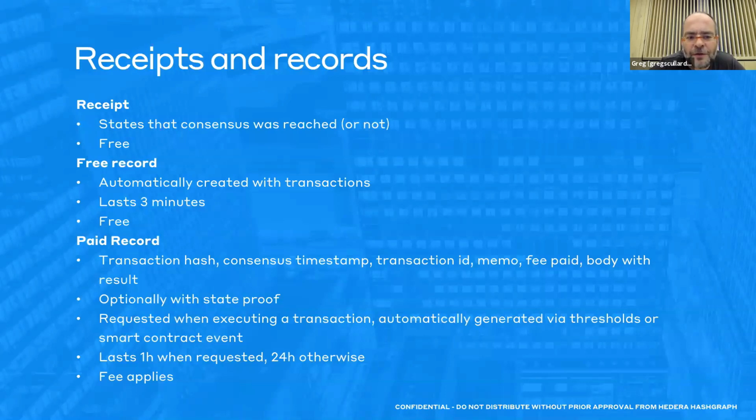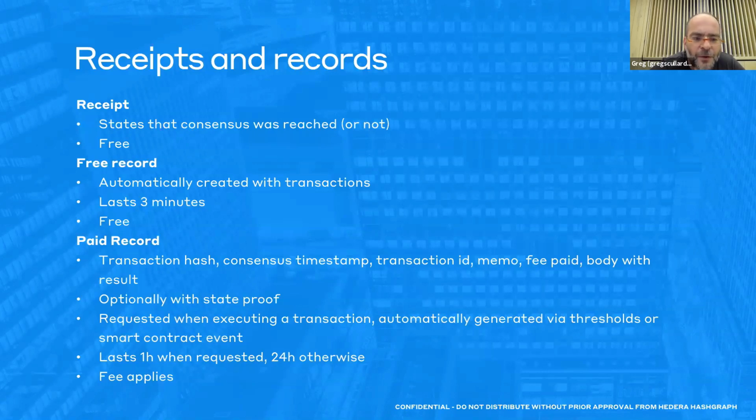So if you, on the other hand, want your record to last a bit longer than 3 minutes, you can specify in that transaction request that you want a record. So you're forcibly saying to Hedera, give me a record, please, and that one will last 1 hour when it's requested as a transaction option, and 24 hours otherwise. So I referred to smart contract events and thresholds on accounts. Those will last for 24 hours. But if you forcibly request a record for a transaction, it will last 1 hour. And there's also a fee for requesting that record.